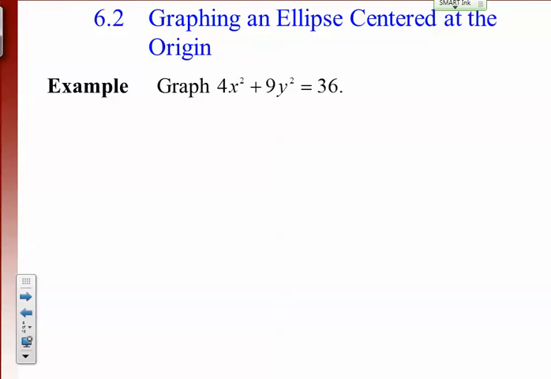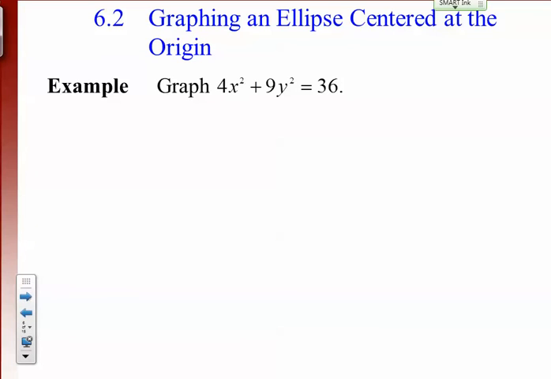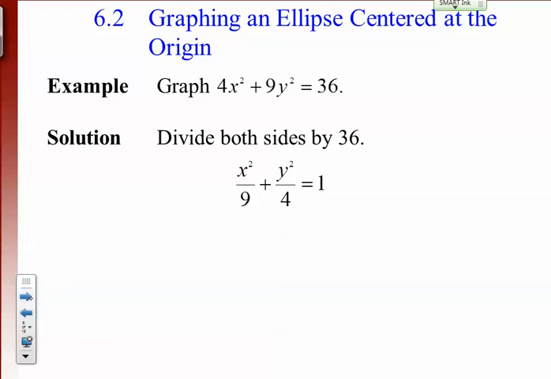Okay, so you're going to have problems like this where you need to graph an ellipse. How do you start these problems? Well, we want it to look like this, x squared over a squared plus y squared over b squared equals 1. So the first step here is we want it to equal 1, so we have to divide everything by 36. When we do that, it looks like this.